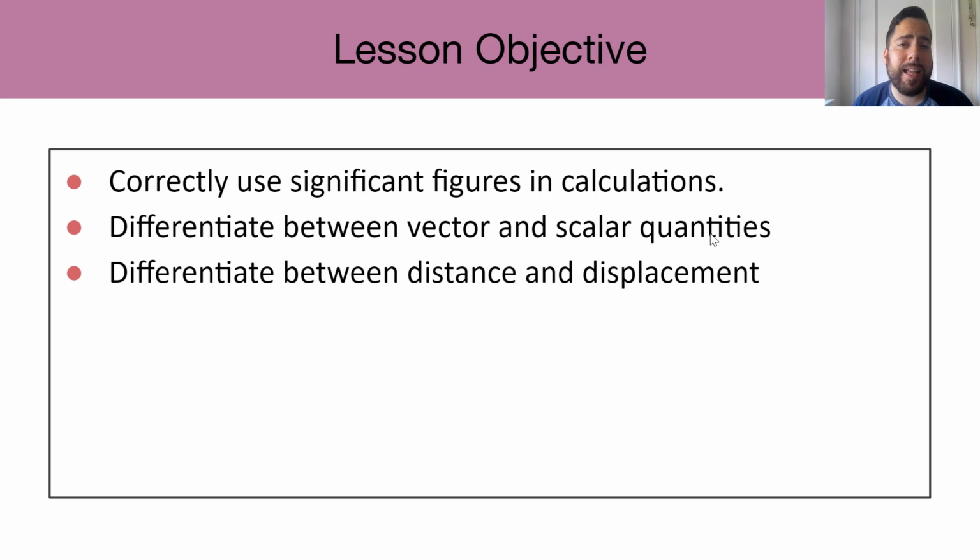So in the last lesson, we learned the rules for determining the amount of significant figures there are in any given measurement. In today's lesson, we'll correctly use significant figures in our calculations and determine how many significant figures should be in your final answer. We'll also differentiate between vector and scalar quantities, as well as differentiate between distance and displacement.